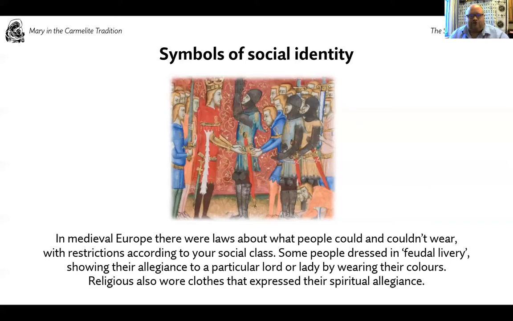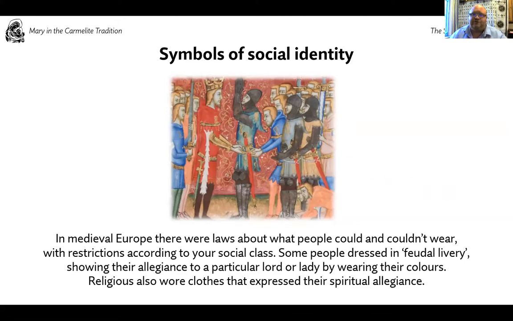Now, it's not just the church that has uniforms, if you like. In medieval Europe, there were laws about what people could and couldn't wear, depending on your social class. And we talked yesterday about the feudal system, the lords and the ladies and the servants who worked for them. And you showed your allegiance to a particular lord or lady by wearing their colours. Here we have a picture of someone being clothed in the appropriate colours of their lord. You can see these various different colours here.